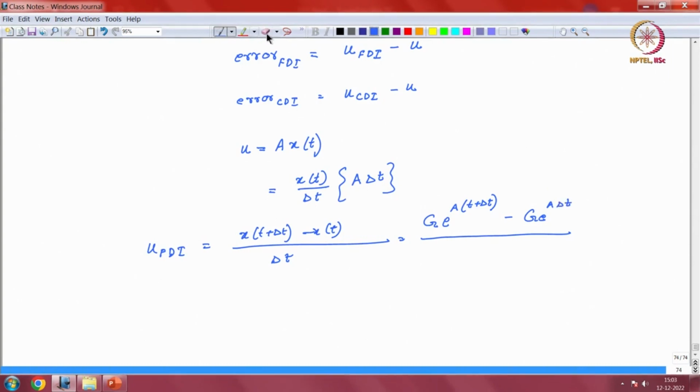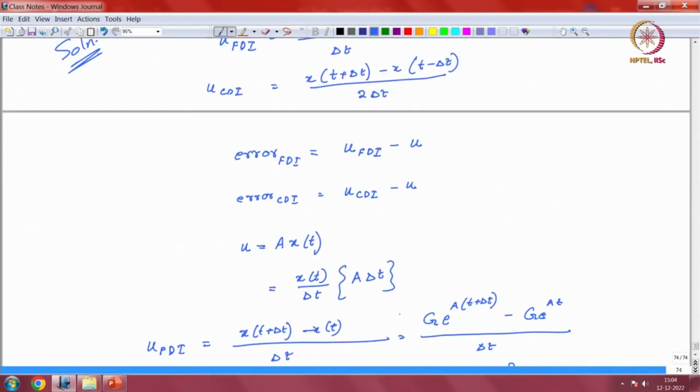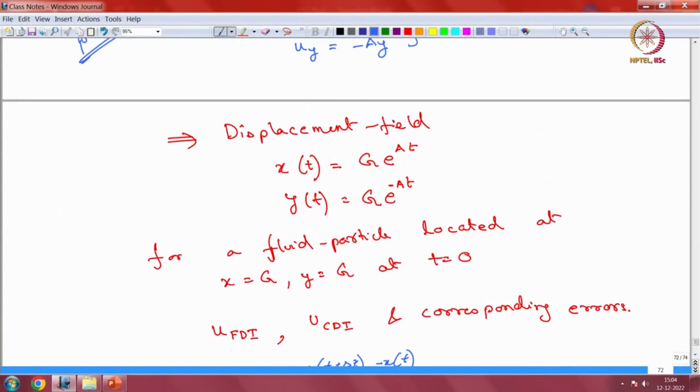Sorry, a times t by delta t, right? So now I can simply go ahead and expand this expression, which is g e to the power at, and in brackets you can have e to the power a times delta t minus 1, right?